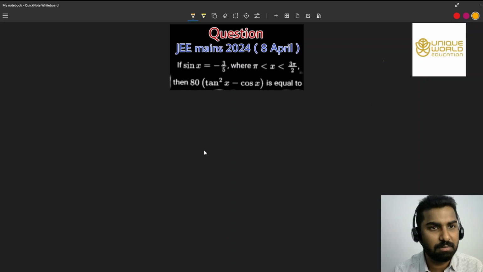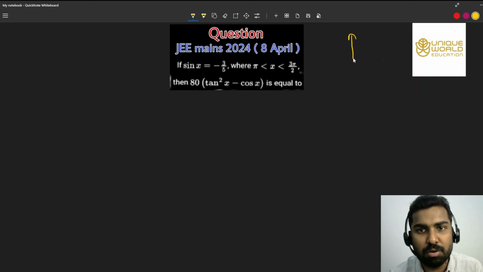So we can start. Okay, so the function sin x equals minus 3 by 5 is lying from pi to 3 pi by 2. Pi means 180, that we know, and 3 pi by 2 means 270. So it is lying from 180 to 270, which means it will definitely be in the third quadrant, right? We know we have four quadrants, and the signs of the functions in different quadrants, that also we know already.